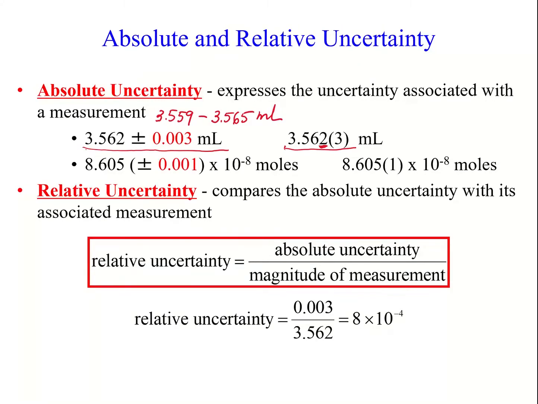Relative uncertainty compares the absolute uncertainty with its associated measurement. Relative uncertainty is calculated as absolute uncertainty divided by the magnitude of measurement. So if we go back to the previous example, the absolute uncertainty was 0.003, and we divide this by the magnitude of measurement, 3.562. So the relative uncertainty is 8 times 10 to the negative 4th.